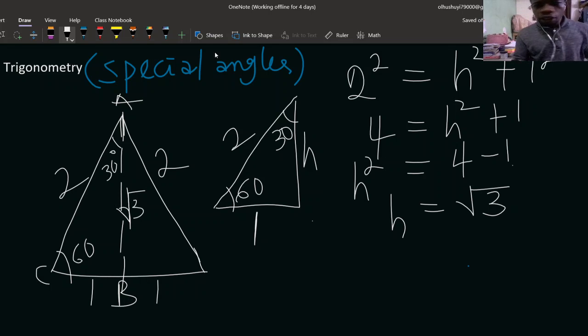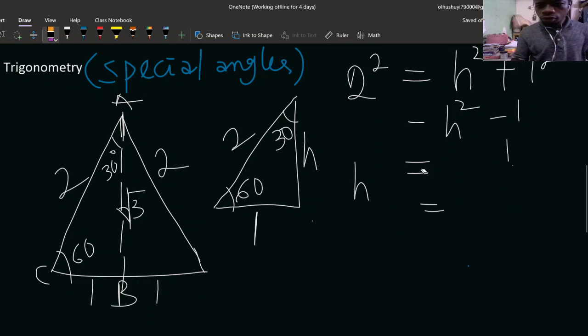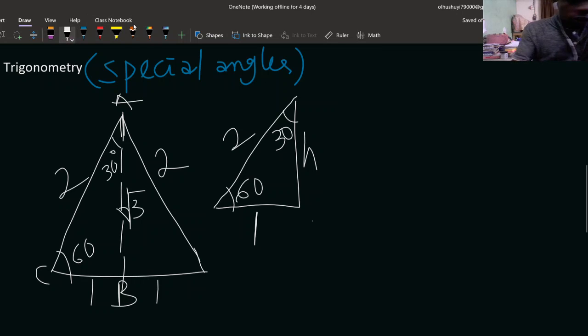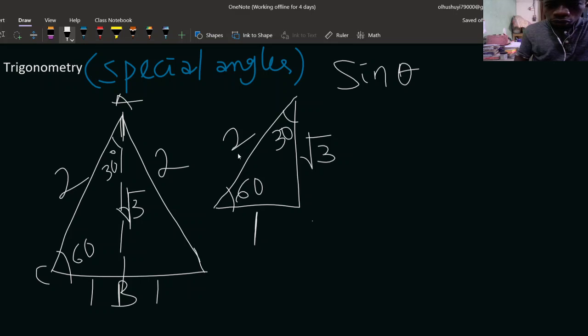You get that? Now if you are to look for sine, say you want to calculate sine 30, but let me remove these two and put root 3 there. Sine 30 means opposite upon hypotenuse. Punch your calculator, you will get 1 over 2, which is 0.5.